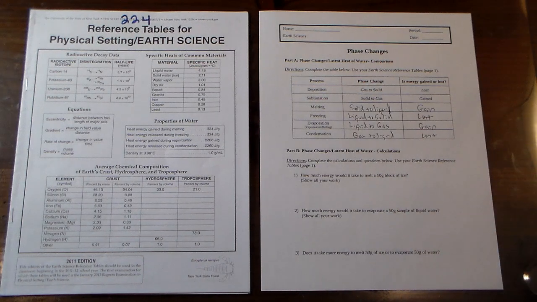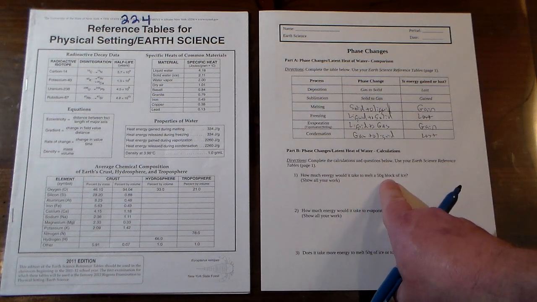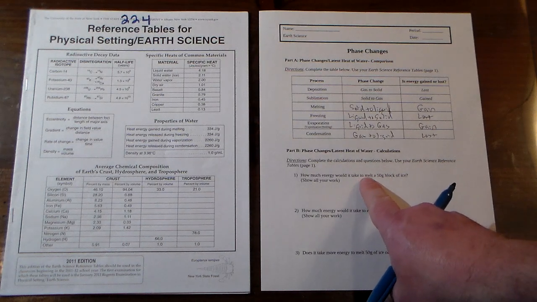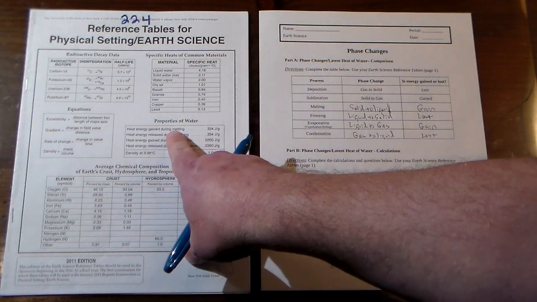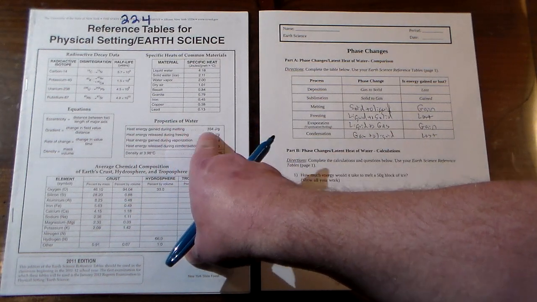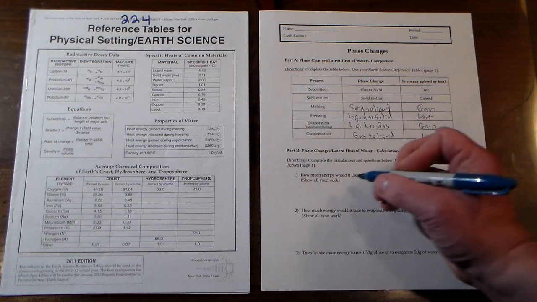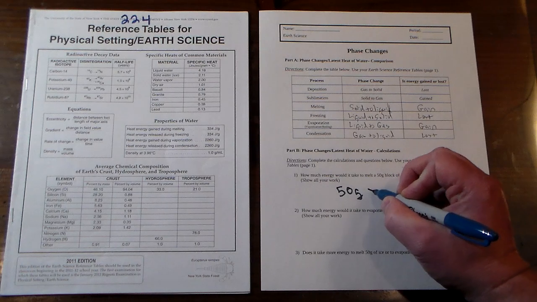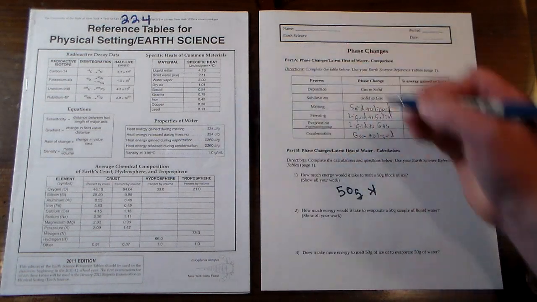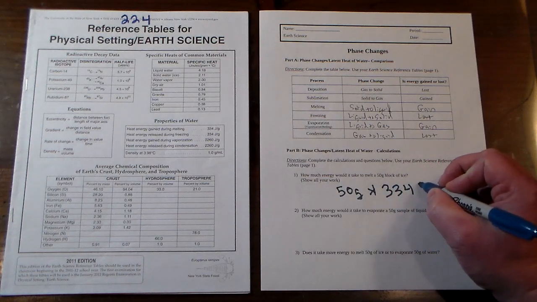Now what we want to do is show you specifically how much energy is being gained or lost. So I want to know, how much energy would it take to melt a 50-gram block of ice? Well, in order to do that, I have to figure out how much energy is involved in melting. So I go to my reference tables, my properties of water column, and for melting, the water is going to have to gain 334 joules for every gram. Well, I have 50 grams, so I'm going to do 50 grams multiplied by the 334 joules per gram that I get from the reference tables.